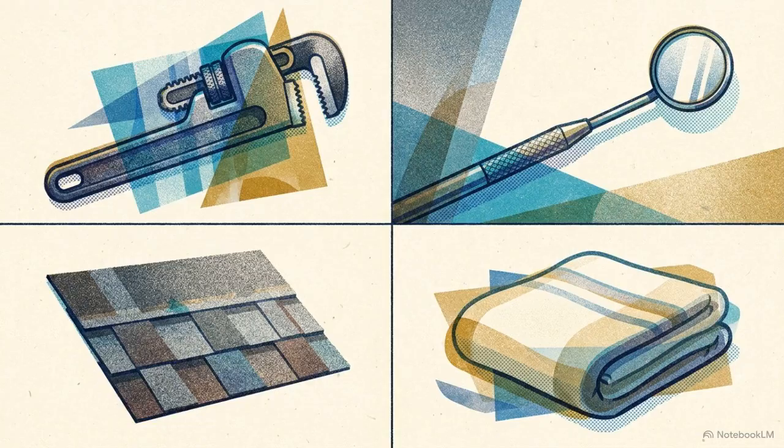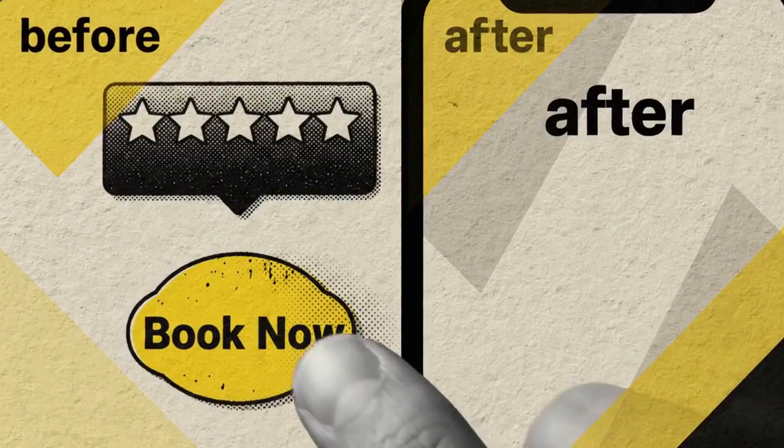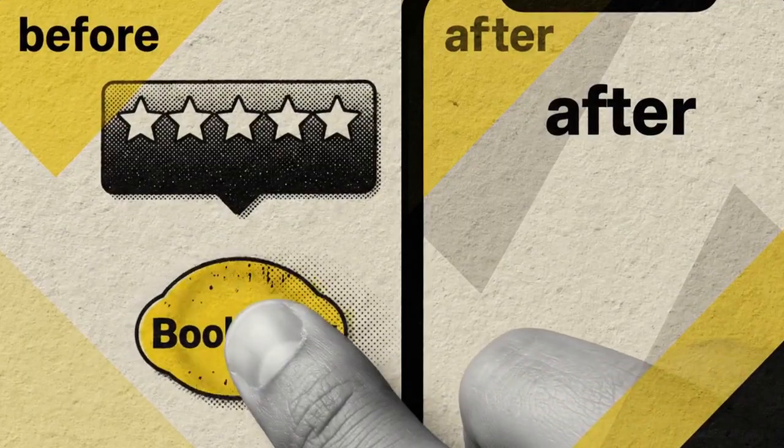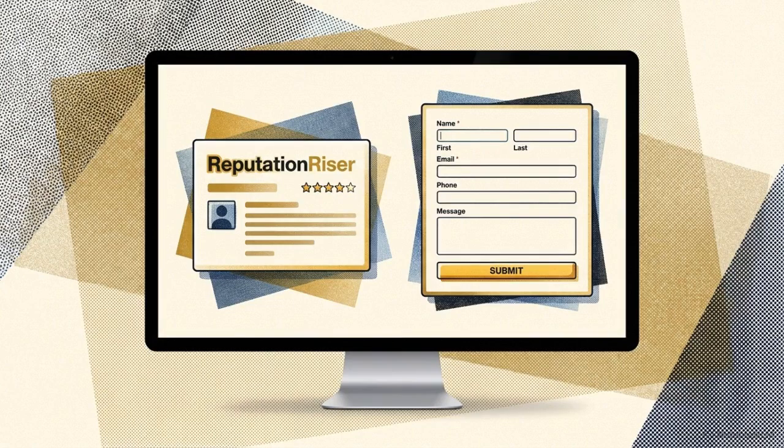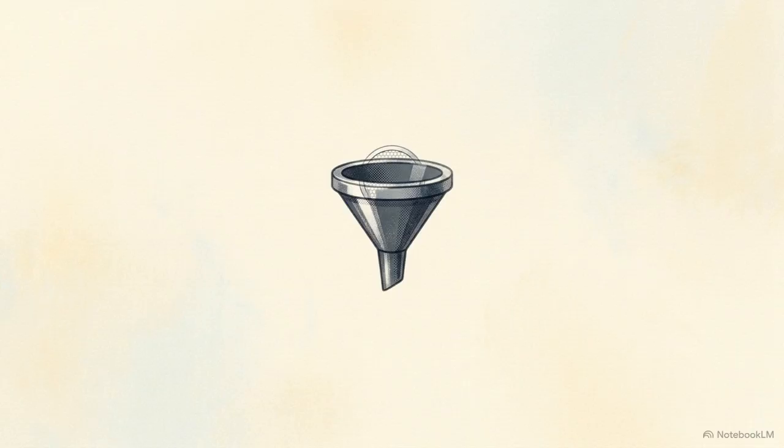This means plumbers, dentists, roofers, and med spas. You don't want software to manage. You want a hands-off automated asset that turns website trust directly into revenue. ReputationRiser is the highly specific tool engineered exclusively for this conversion-focused cohort. This funnel graphic shows its core differentiating feature.